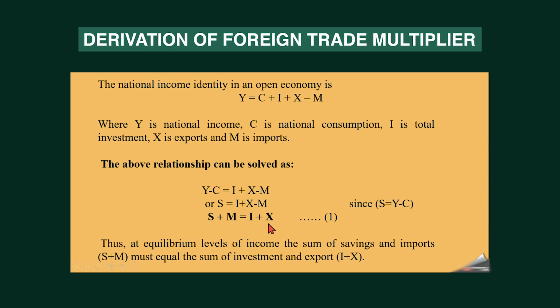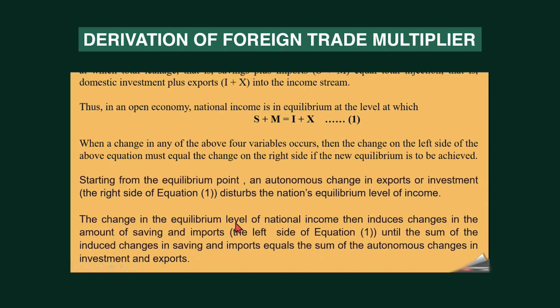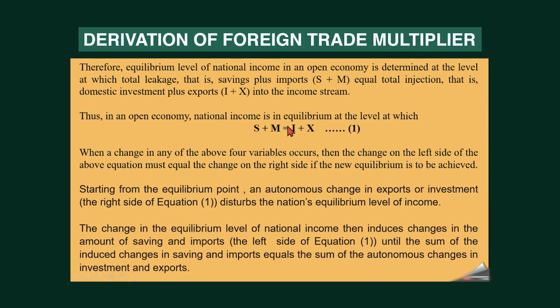Now at equilibrium, savings plus import is the leakage in the economy, and investment plus export is the injection in the economy. At equilibrium, this injection must be equal to the leakage in the economy. So in an open economy, national income equilibrium is given by the point where the leakages in the economy, which is savings and import, is equal to the injections in the economy. Now, any change in any of the four variables will move the national income from its equilibrium position. And this must be balanced by change in the factors in the corresponding side.